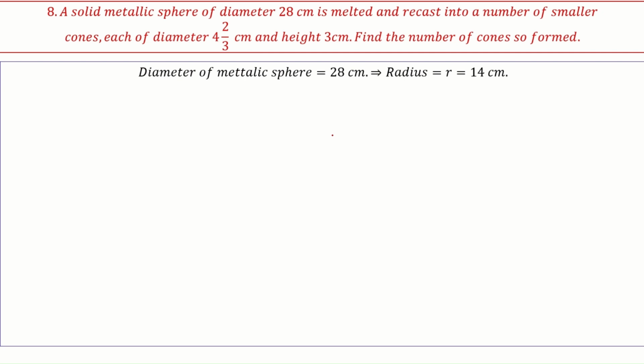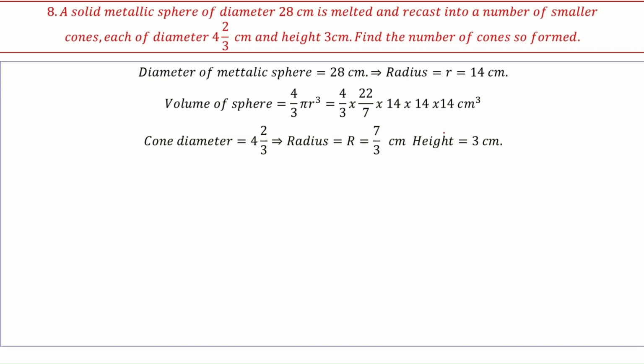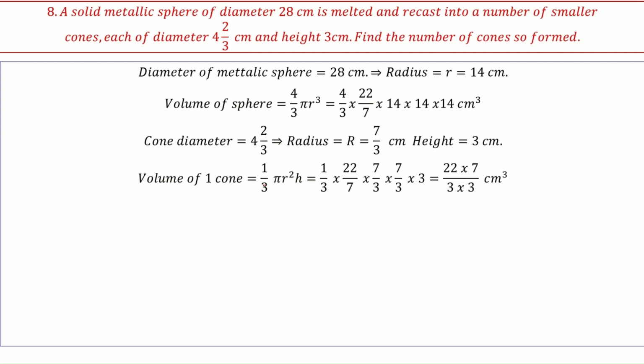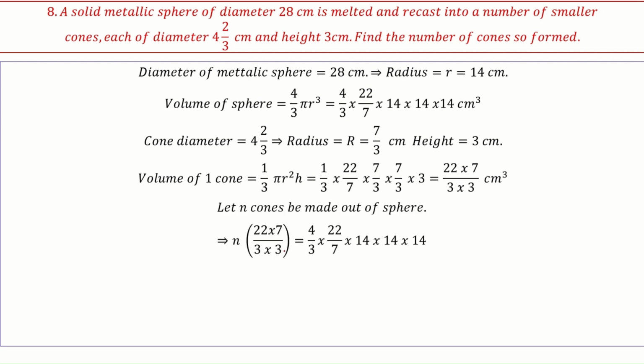So same problem. The diameter of the metallic sphere is this much, so volume is 4 by 3 pi r cube. This is the value. The cone has a diameter this much, so the radius is 14 by 3, which becomes 7 by 3. Height is 3 centimeters. The volume of one cone is given here. Let there be n cones made out of the sphere. So n into this value equals the sphere volume, and from that we get the n value. The number of cones made is 672. Okay, next. Yeah, optional exercise. Let's do it.